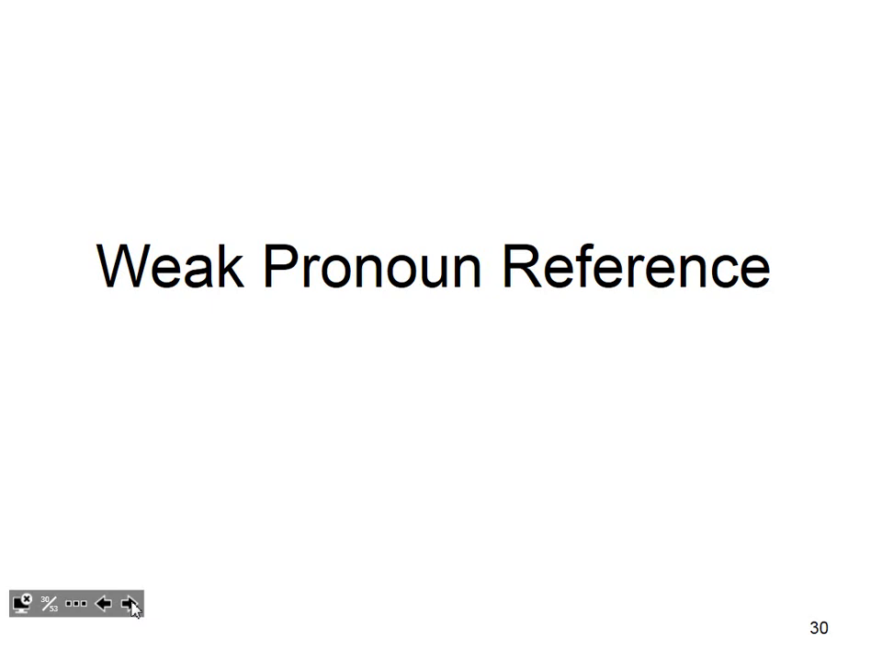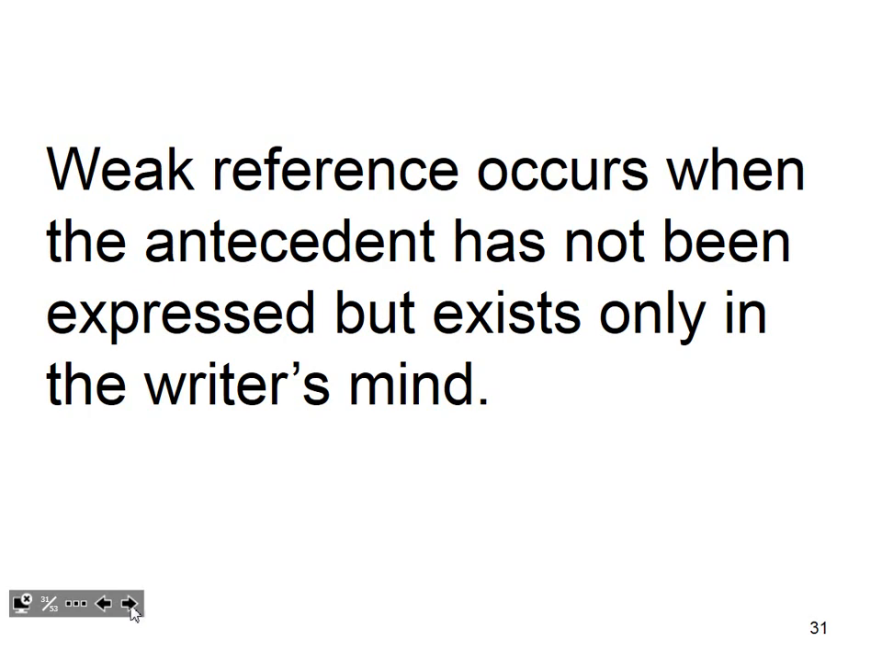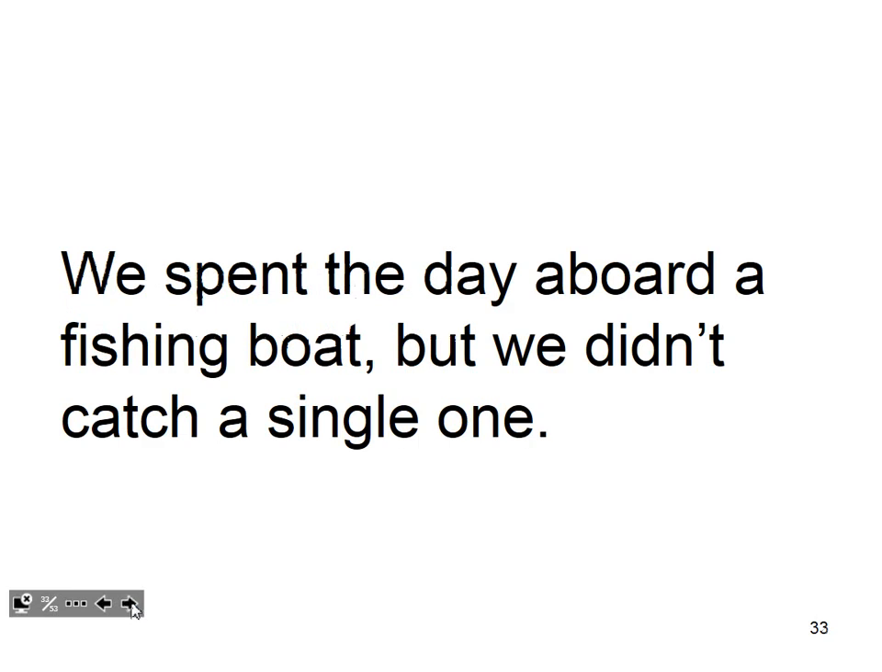A third reference problem is called weak pronoun reference. And these are pretty easy to identify because a portion of the sentence is actually missing some information. It occurs when the antecedent has not been expressed but exists only in the writer's mind. So here's an example of weak reference. We spent the day aboard a fishing boat, but we didn't catch a single one.